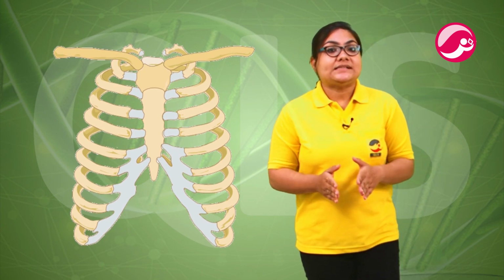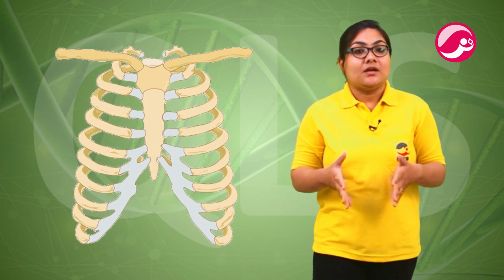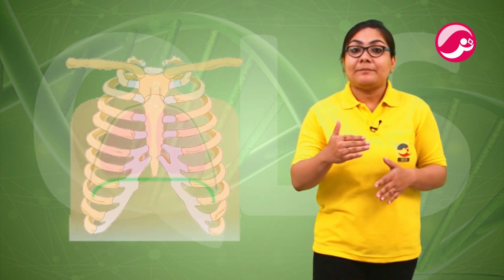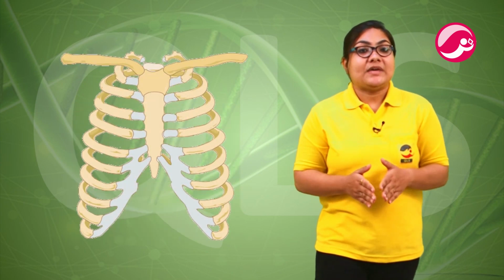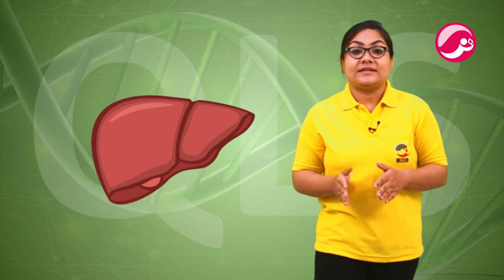The rib cage is set up in such a way that it can contract and expand during the process of breathing. When we breathe, our chest moves up and down. The rib cage protects the underlying lungs, heart and some parts of the liver etc.